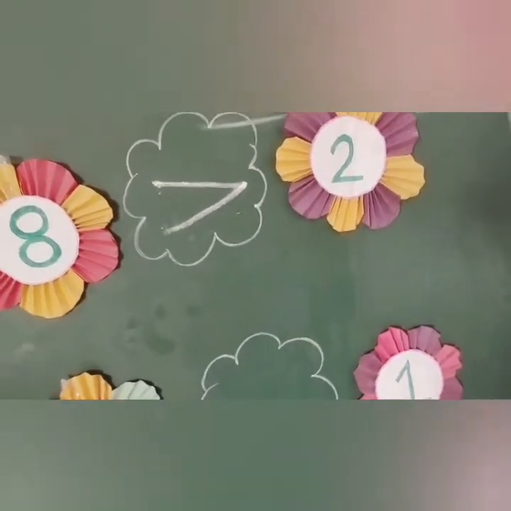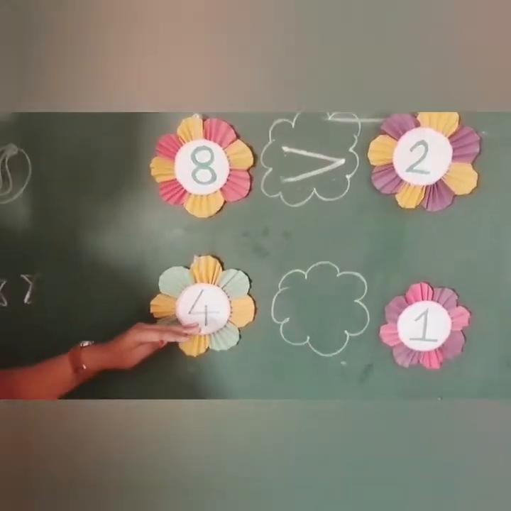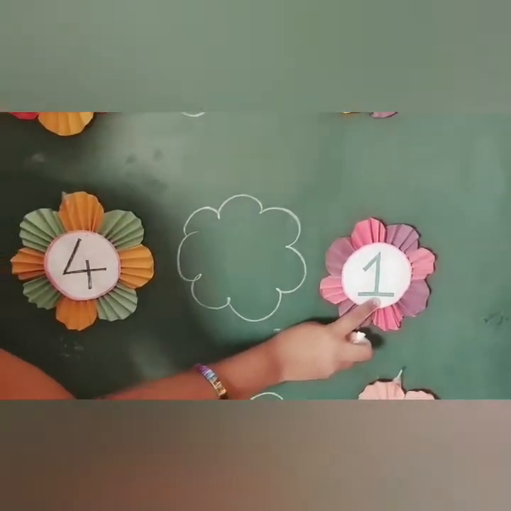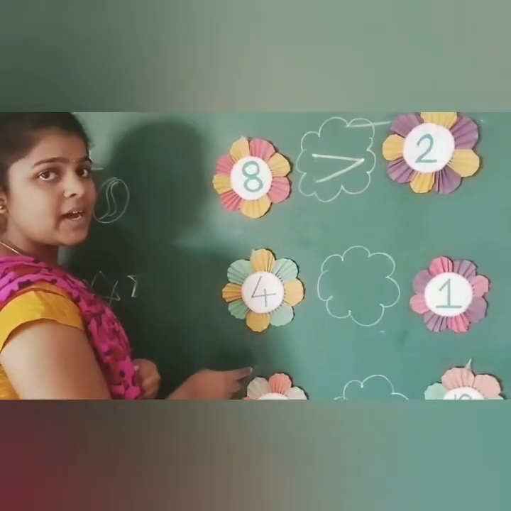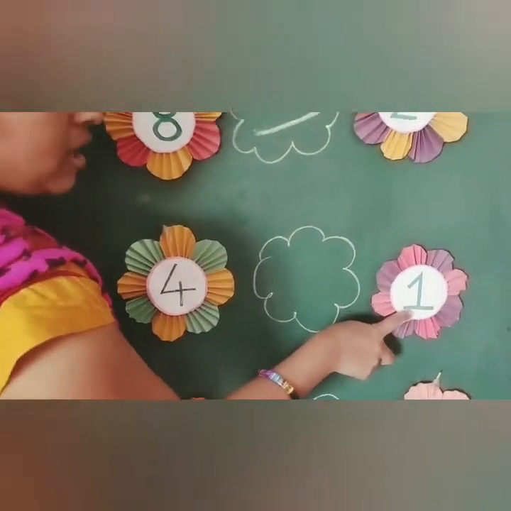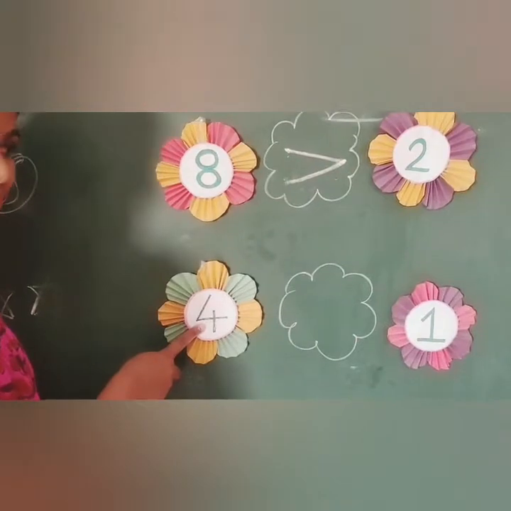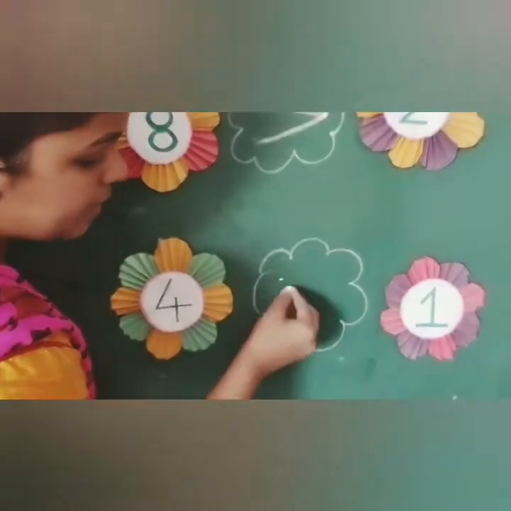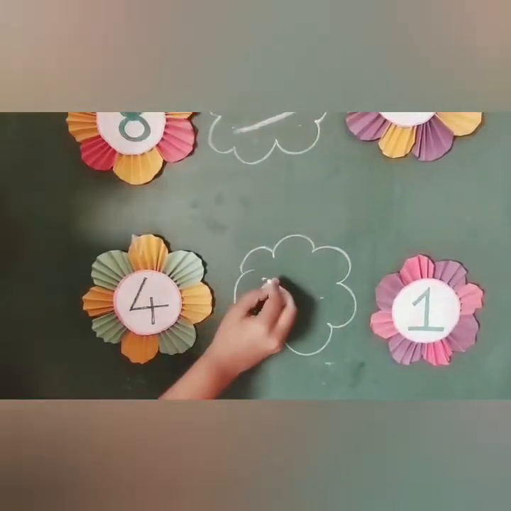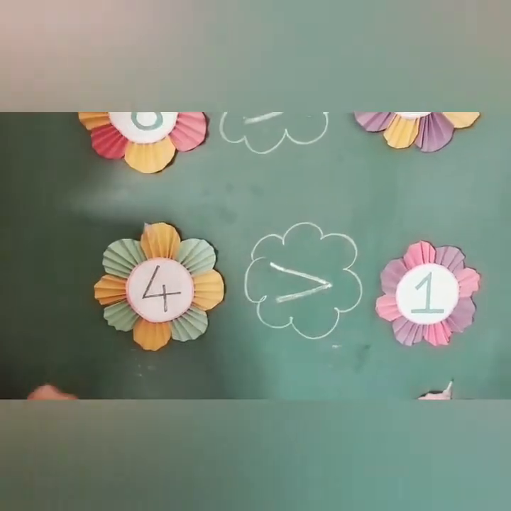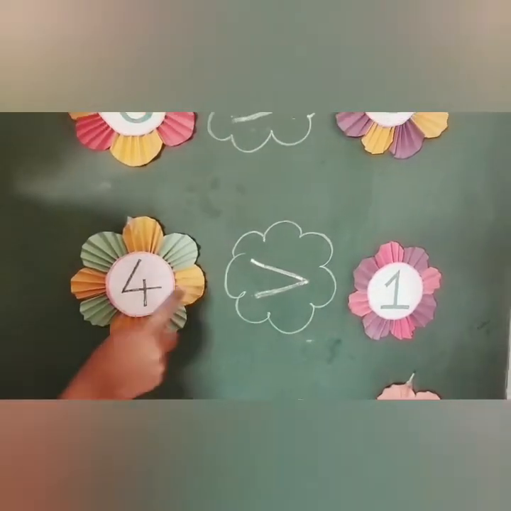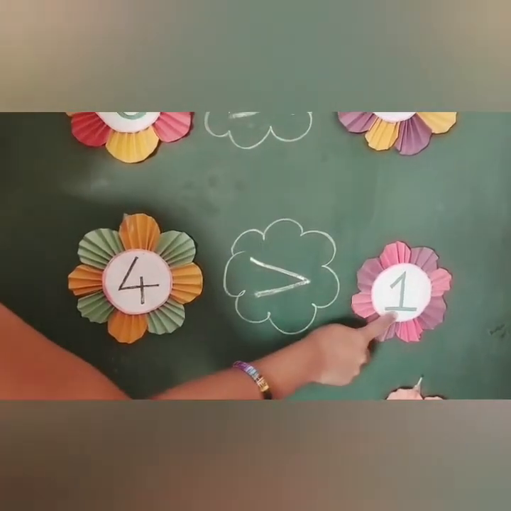Next example. Let me show another example. I have number 4 here and I have number 1 here. Which is the bigger number? 4 is the bigger number and 1 is the smaller number. How to identify that 4 is bigger? We know that the bigger number has 2 dots and the smaller number has 1 dot. Let me join all these dots. Yes, 4 is bigger than 1. Number 4 is always bigger than number 1.